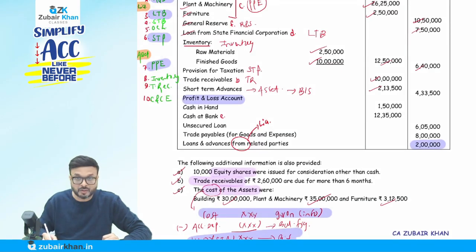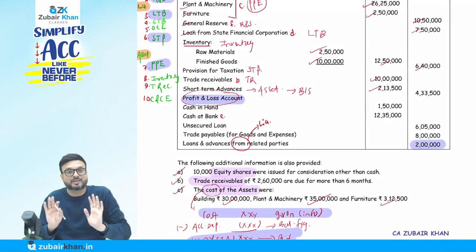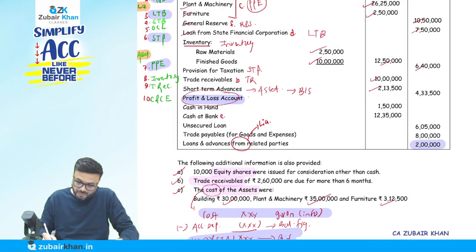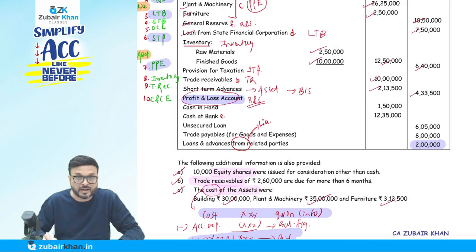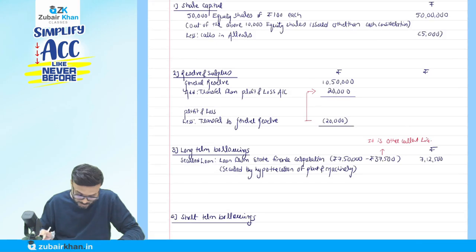Now we have the profit and loss account balance. You know why they give us the profit and loss account? Because they didn't ask you to prepare the P&L account. So they have already given the profit we have. This profit belongs to the owner. That will go to reserve and surplus. 4,33,500. So go to reserve and surplus, Notes to account number 2. Write down this profit, 4,33,500.